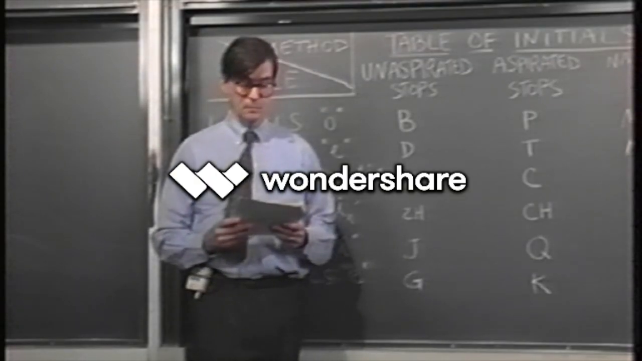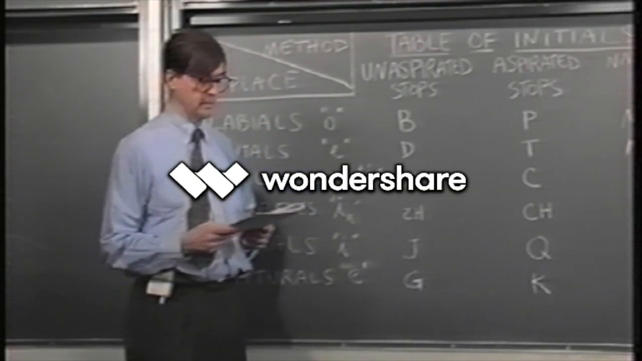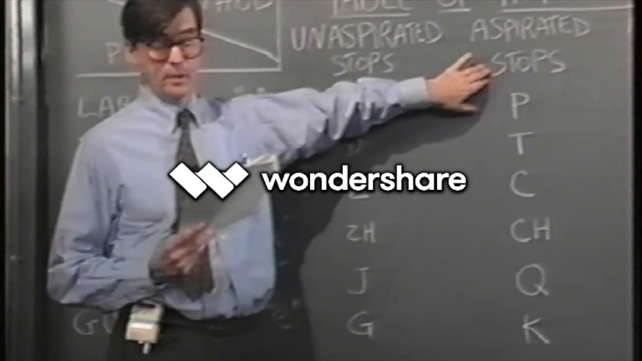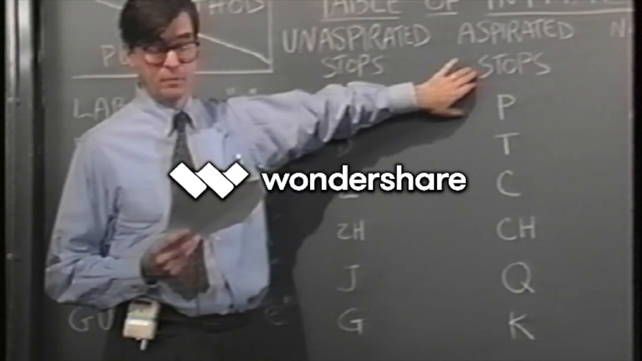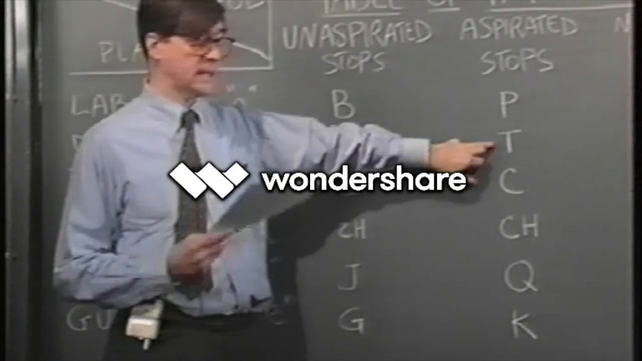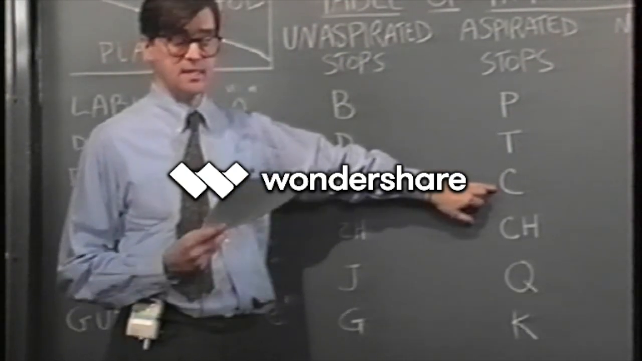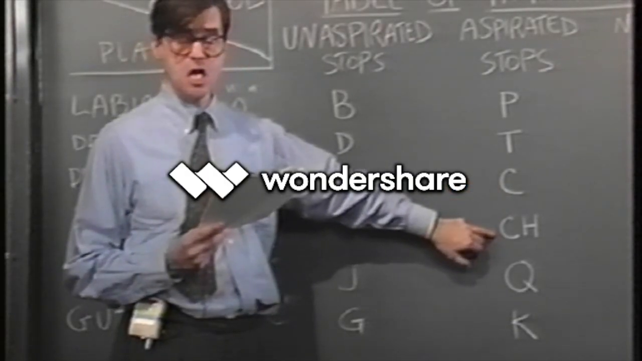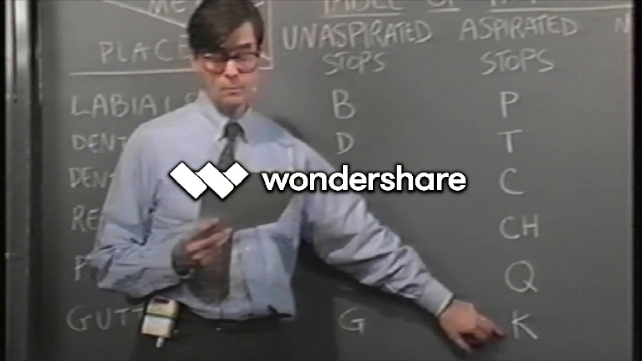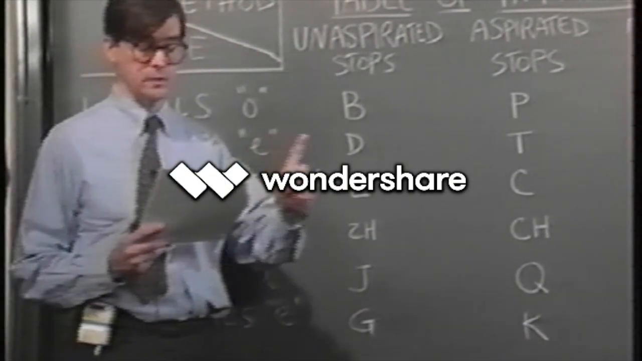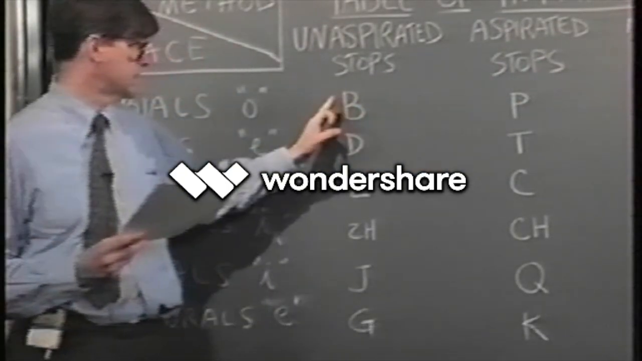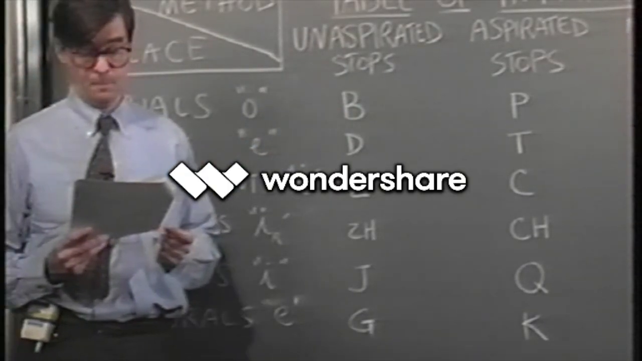Let us now begin by reading from top to bottom the column of aspirated initials, the second column, remembering to make a particularly vigorous explosion of breath with each one. Po, T, C, Ch, Qi, K. Remember, the only difference between the 2 columns of stops is the presence, in this case, or the absence, in this case, of the aspiration.